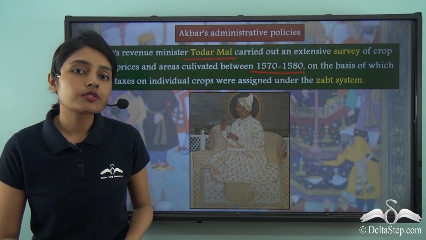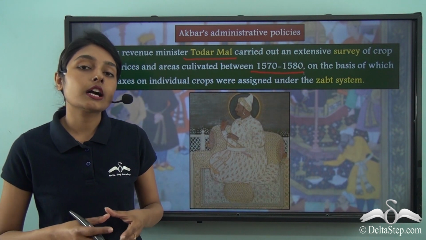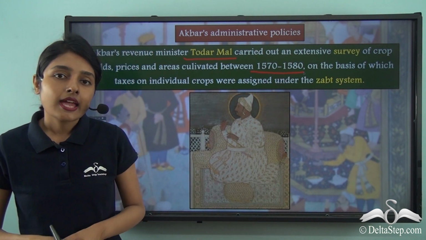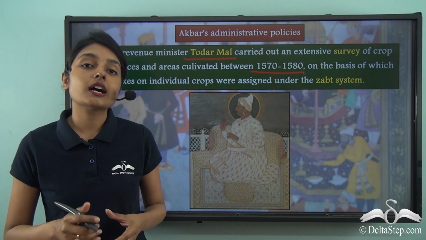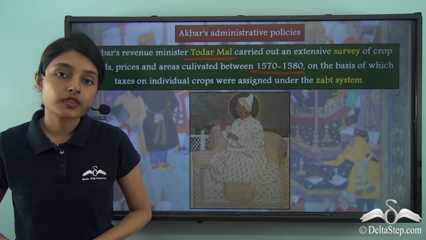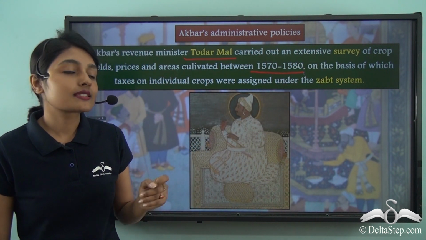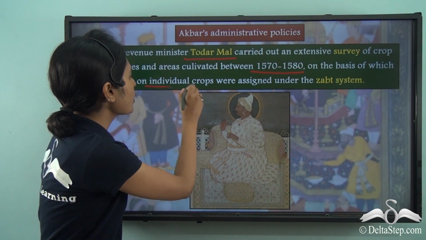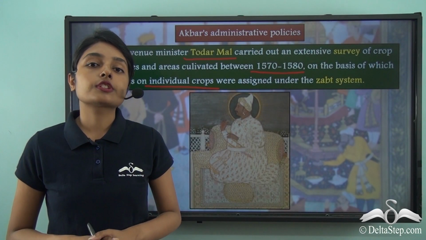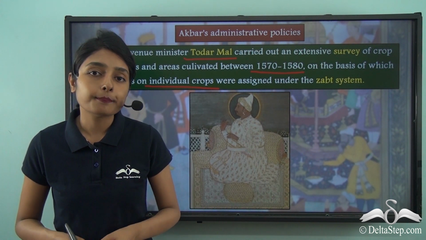And what was the outcome of this extensive survey? This extensive survey now helped Akbar to understand which crops could be grown in which places. At the same time, it also helped Akbar to assign particular taxes to various crops. So in this way, this extensive survey was very important in the sense that now individual crops were assigned particular taxes. Now this extensive survey could be carried out in only those regions which were directly under the control of the Mughal Empire.